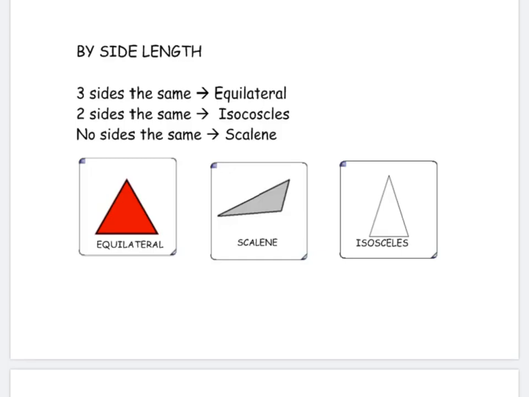So triangles. Triangles we can classify in two ways. The first way we can classify a triangle is by their shape, or the lengths of their sides. So the lengths of their sides is what determines the shape of the triangle. If all three sides are the same, we call it an equilateral. If two sides are the same, we call it isosceles. And if no sides are the same, we say that it is called scalene.